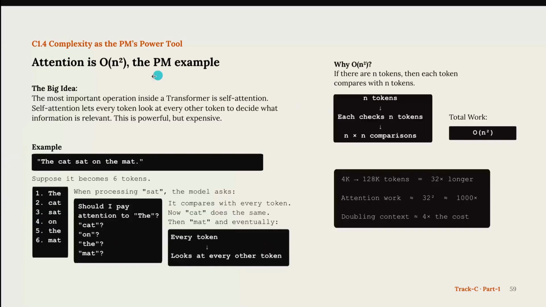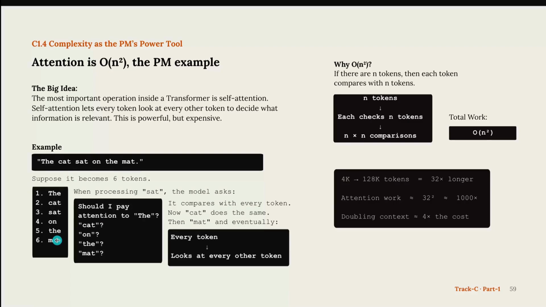And that's why we said attention, O(n square), is the big example. Imagine we have a statement, the cat sat on the mat. These are the 6 tokens that we are trying to generate. When the processing goes to the word sat, the model will ask, should I pay attention to the words the, cat, on, the, mat? All these words are there, which I should pay attention to.